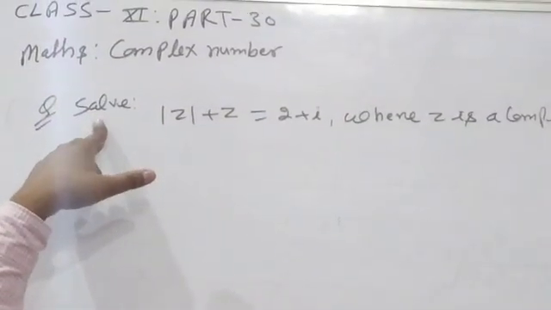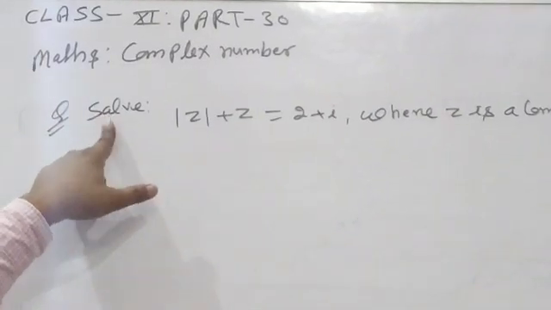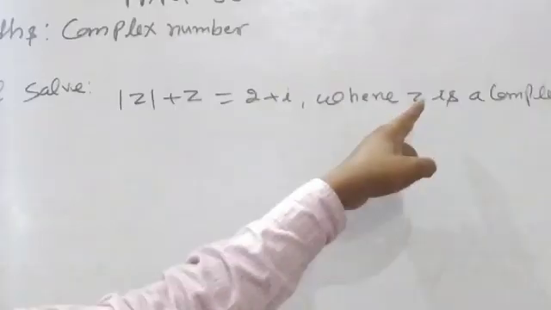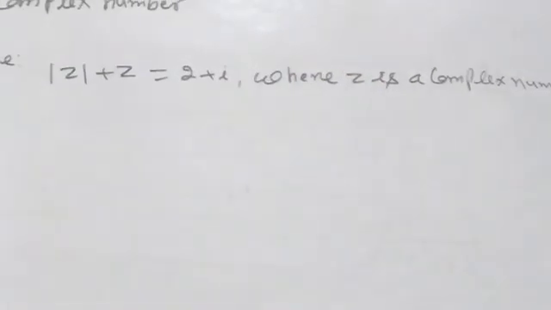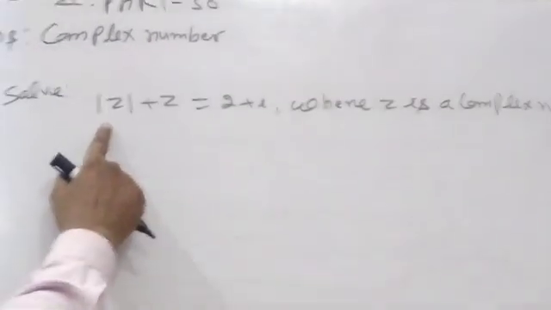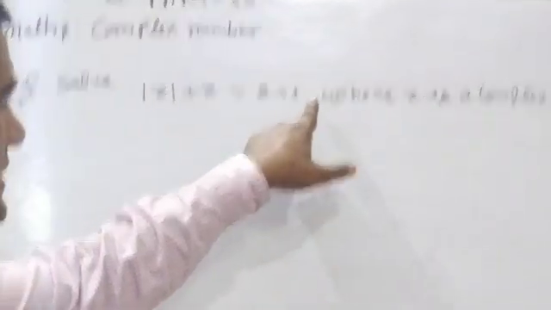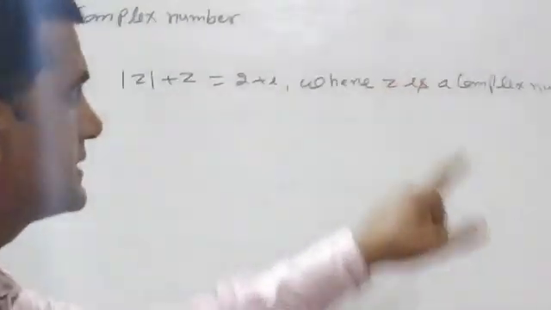Now see this question: solve and find the value of the complex number. Clear? Yes, mod of z plus z is equal to 2 plus i, where z is a complex number.